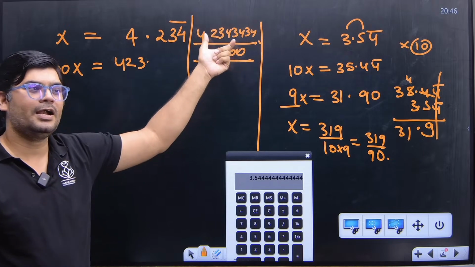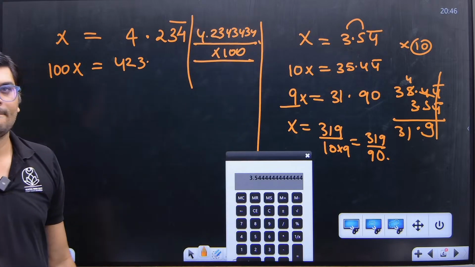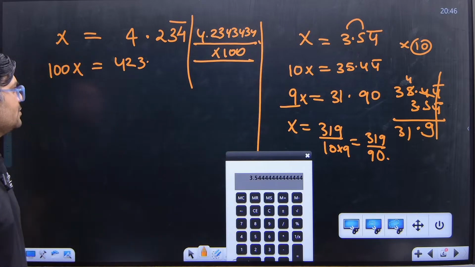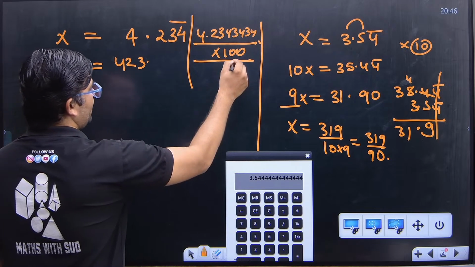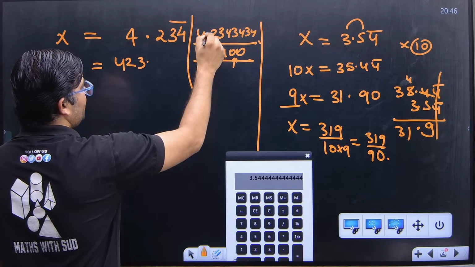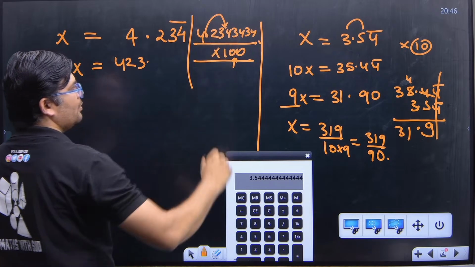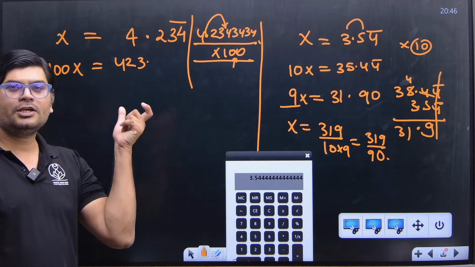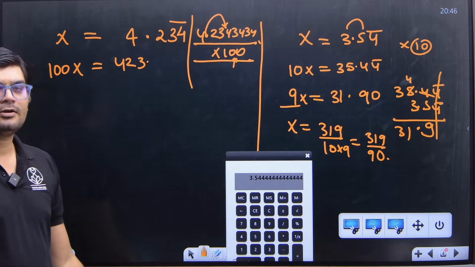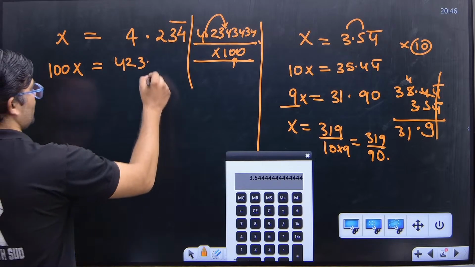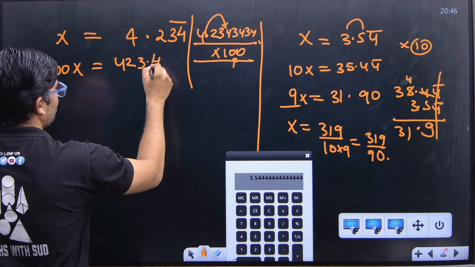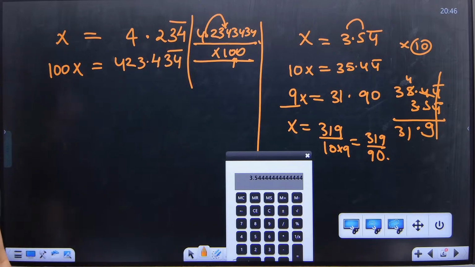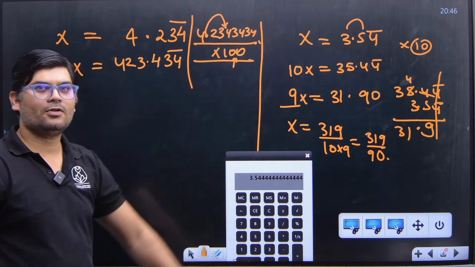I multiplied it by 100. Tell me what you will get. When you are multiplying a number by 100, the decimal will move to the right side. So what is the number that you will see? 423 point, from what should it start? 0.4. Yes. So 423.4 and again you will see 3-4 bar going here. Again it will be 3-4 bar only.